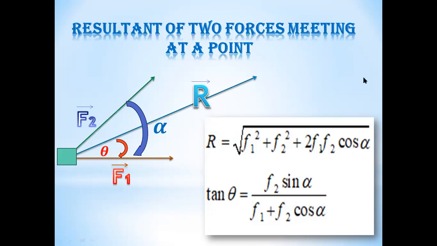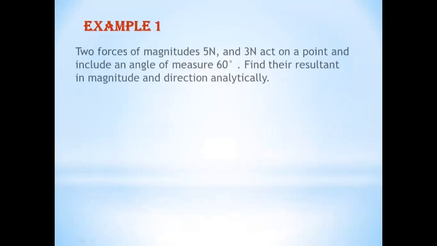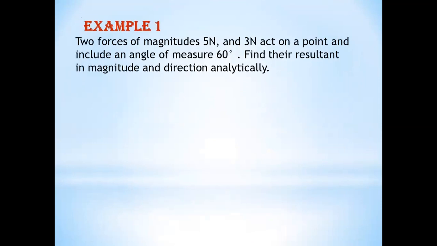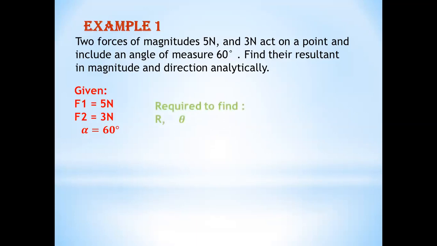Now let's take some examples. Example 1 says two forces of magnitude 5 Newton and 3 Newton act on a point and include an angle of measure 60 degrees. Find the resultant in magnitude and direction analytically. Now, as we said, first of all, I'm going to find what is given. The given is F1, which is 5 Newton, F2, 3 Newton, and alpha is 60 degrees. Now, what am I supposed to find? I'm supposed to find the resultant and its direction, which is angle theta.